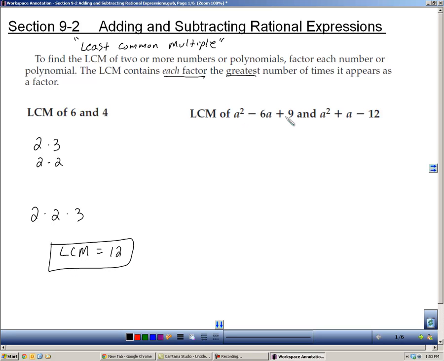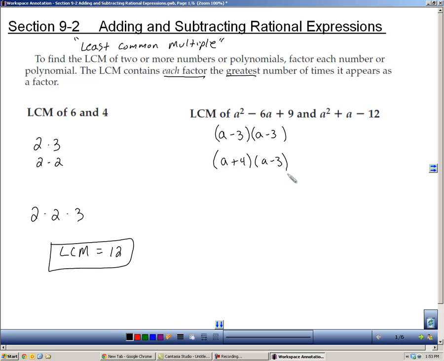Over here, to find factors of trinomials, I have to use methods that we've learned about in the past, in this case the diamond. So two factors of 9 that add to be -6 are a minus 3 and a minus 3. And then this one over here, a plus 4 and a minus 3.